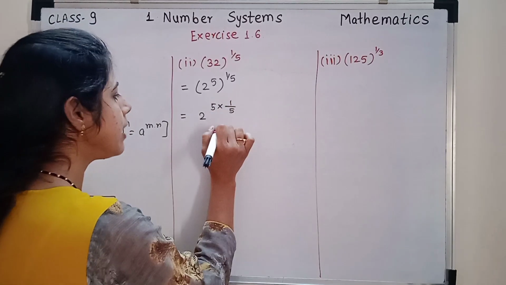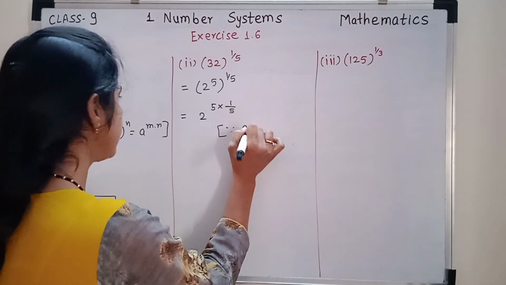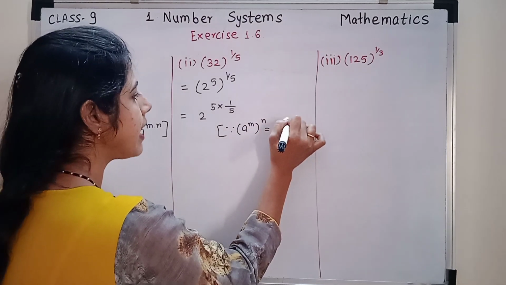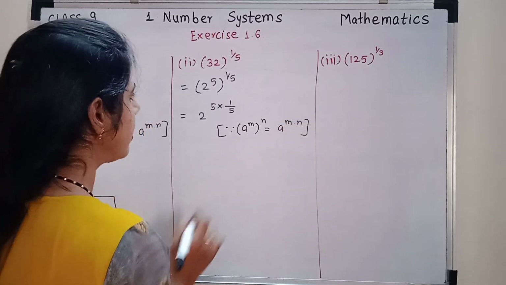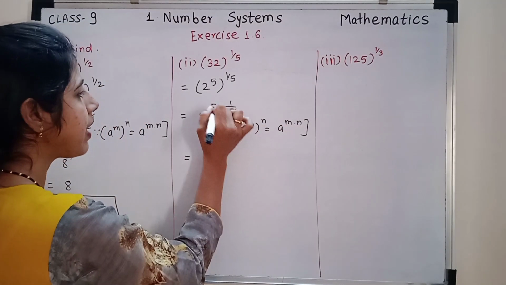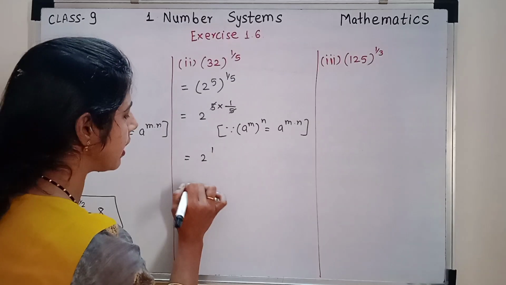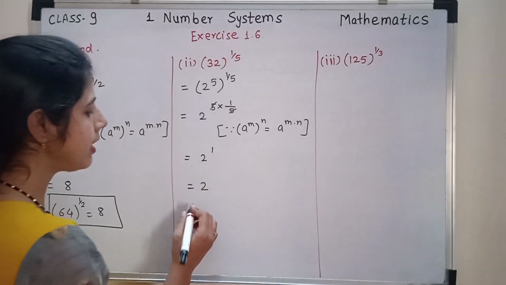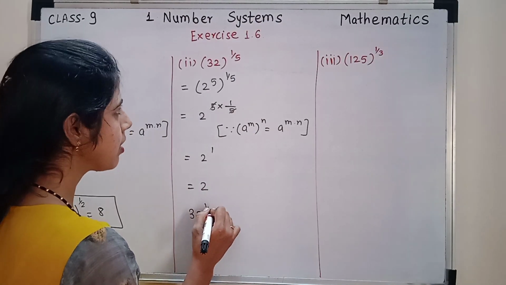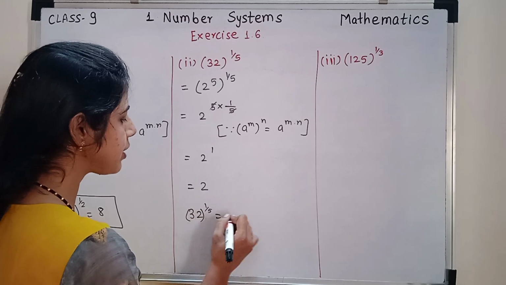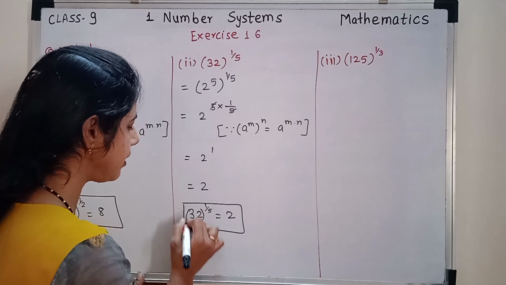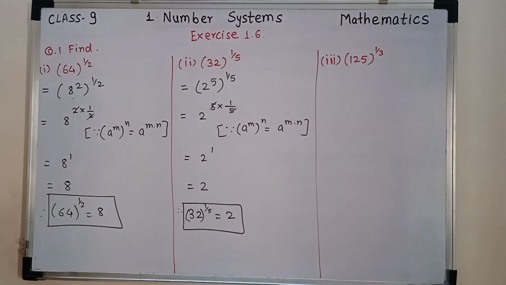Whenever we are using any law, any identity, we should write that identity in the reference, whether you are using it twice or thrice. So again 5 will get cancelled and this will be 2 raised to 1. But 2 raised to 1 is what, 2 only. Whenever you get the answer, always highlight your answer by writing the question. So this will be 32 raised to 1/5 equal to 2, and highlight your answer. Okay, understood everyone?